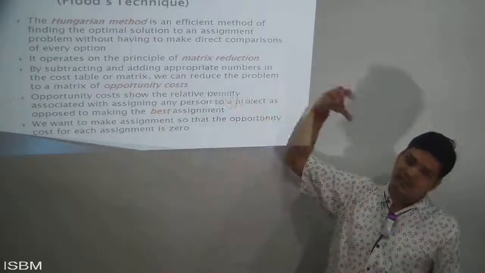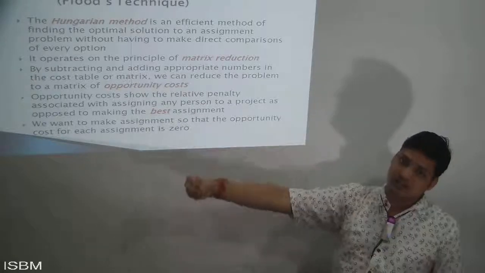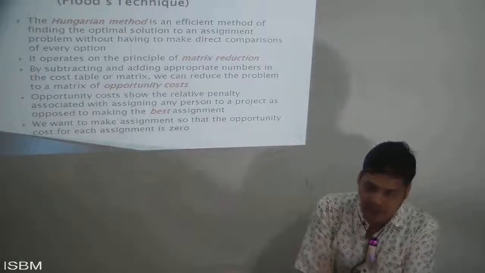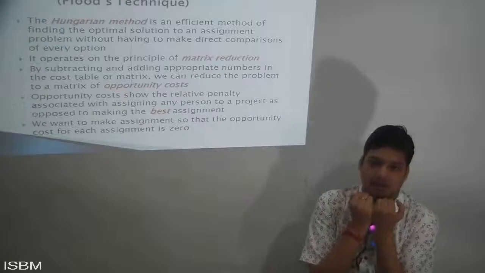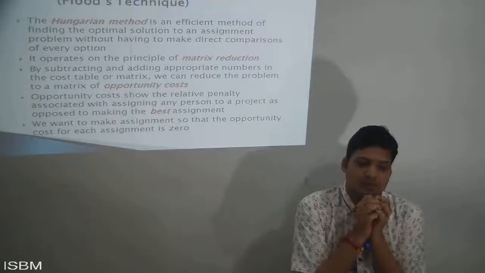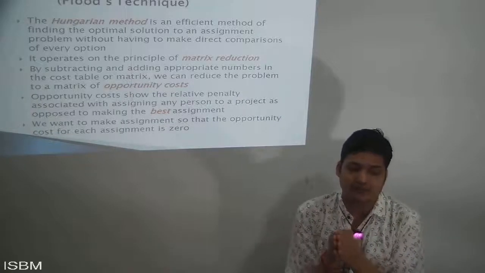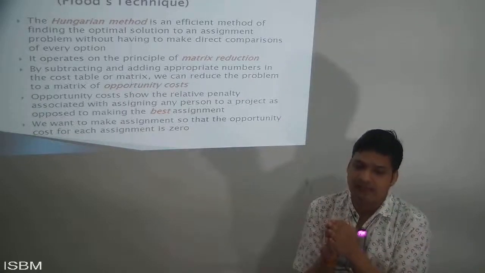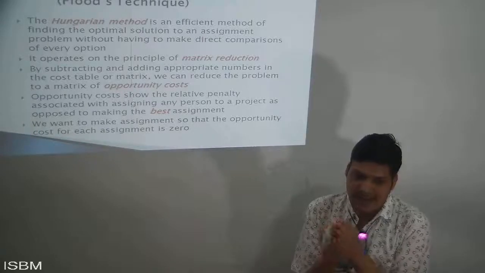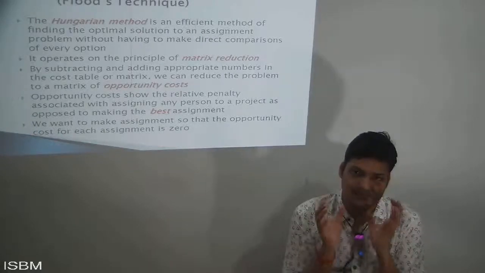What exactly are we doing? We are getting the opportunity cost while we are adding something to, or reducing something from, a particular number. Opportunity cost shows the relative penalty associated with assigning any person to a project as opposed to making the best assignment.